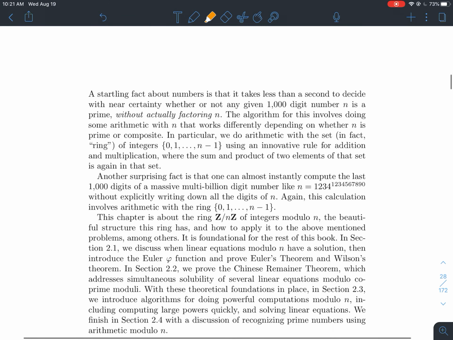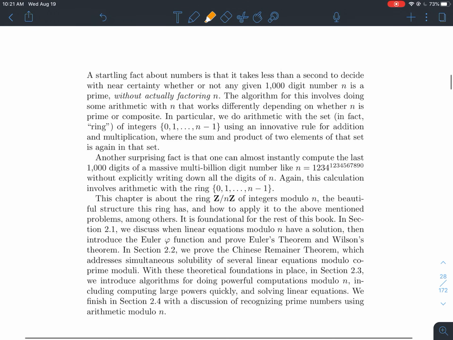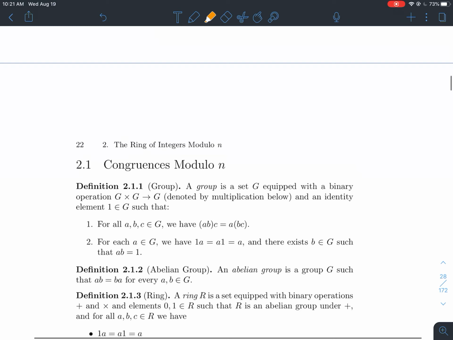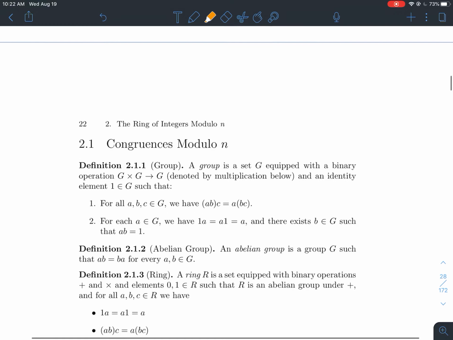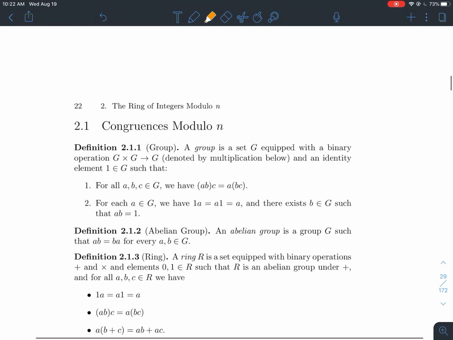So I'll scroll down a little bit. This is an overview of the whole chapter. We're just going to do the first part, about 2.1, congruences modulo n. In this, you'll be familiarized with maybe a little bit of modern algebra if you've had that. And it's right at the beginning, just what is a group and what is a ring? So these different algebraic structures that we have.